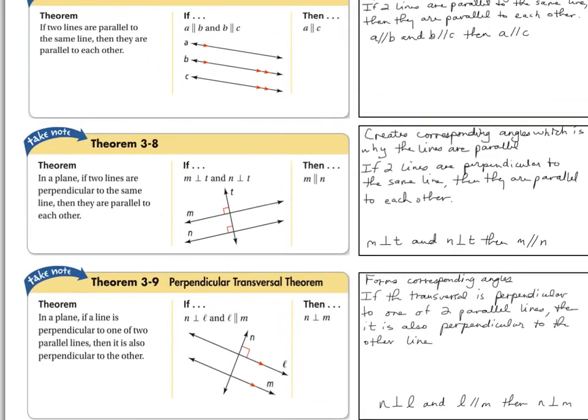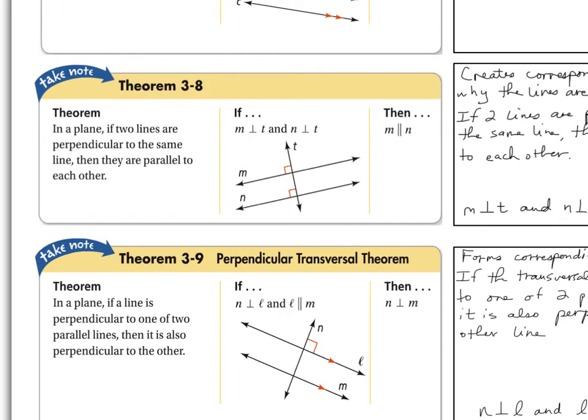Okay, next one. Theorem 3.8 says in a plane, if two lines are perpendicular to the same line, then they are parallel to each other. So what this is saying here is, in this picture, if T is perpendicular to M and T is perpendicular to N, so if T is perpendicular to both of the same lines, which means these angles right here are exactly the same. Now, perpendicular is a word we need to discuss here a little bit.